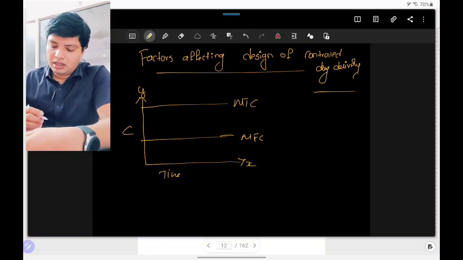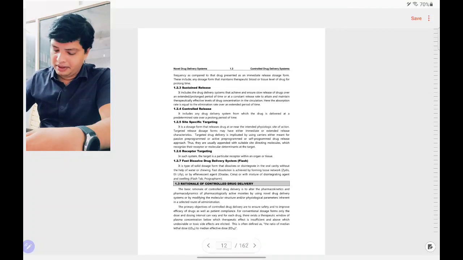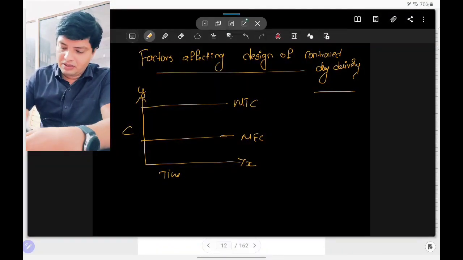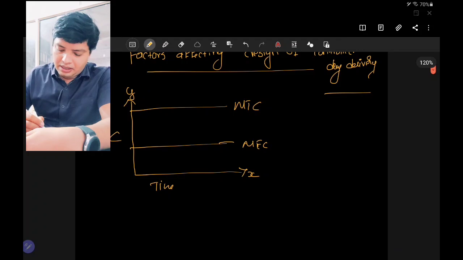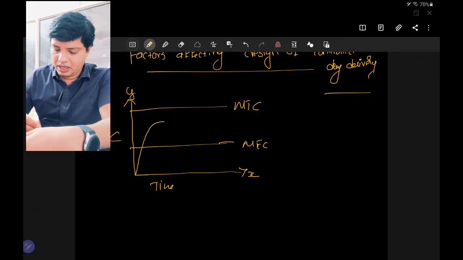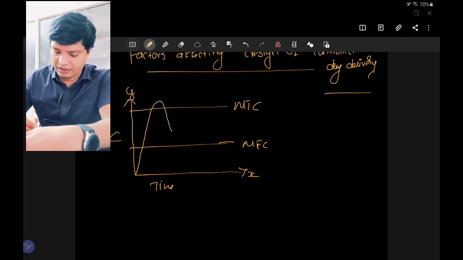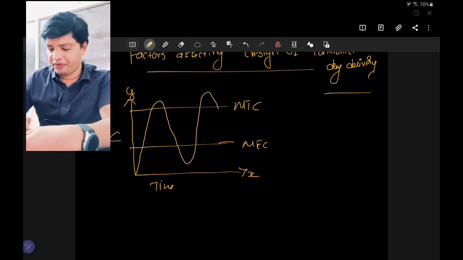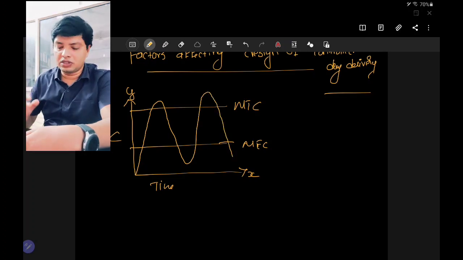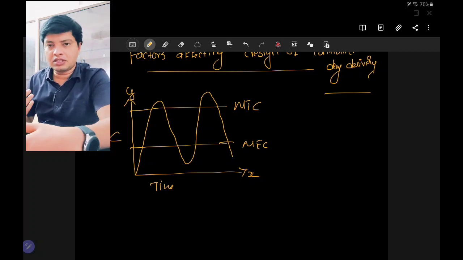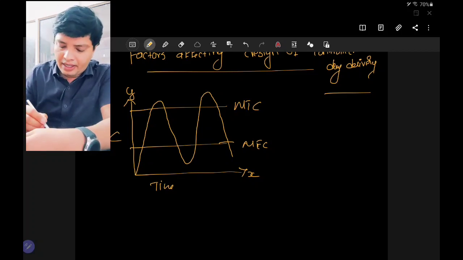Now in general, what happens if you give a conventional dosage form? There will be a rise in the plasma drug concentration, and this reaches the maximum, then it will fall. Again you will give another dose, then it will again rise and it will fall. This is what the conventional dosage form plasma drug concentration time profile will look like.